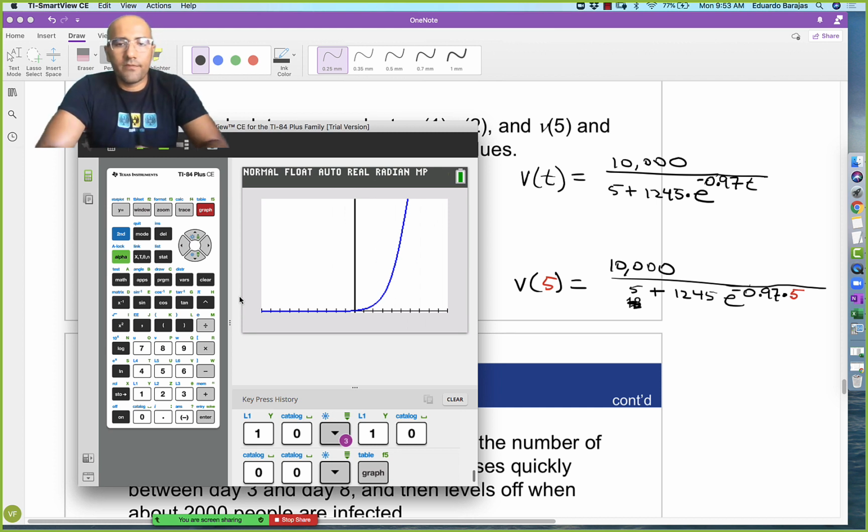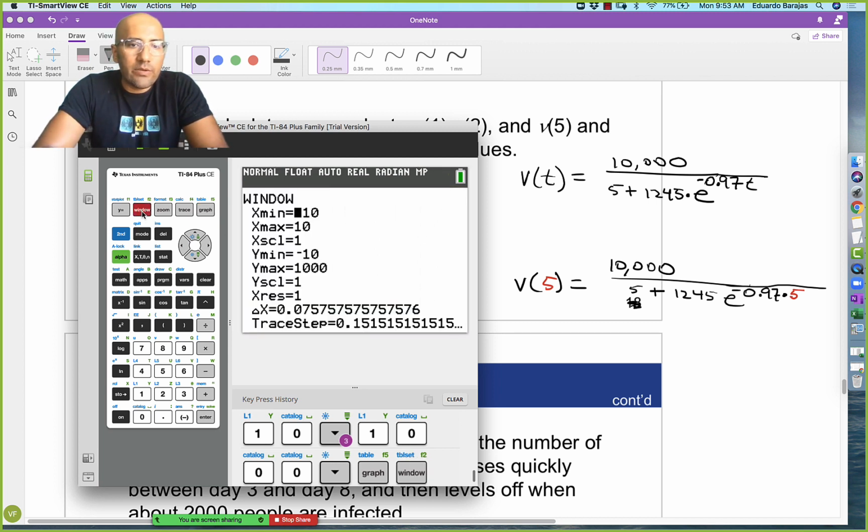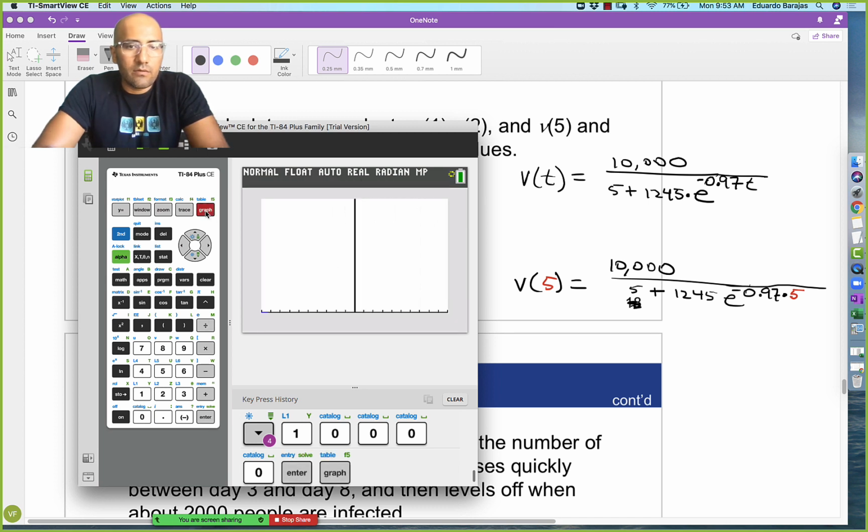If I wanted to change the window, like maybe I want to see what happens over here, I want to go even bigger, then I'd have to go back to my window and change the y maximum to be something even bigger so I can see it. So 1,000 wasn't big enough. How about 10,000? Enter. Graph.